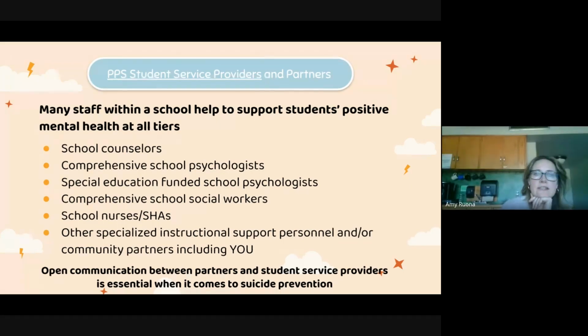This is, again, what we've already talked about: this is a collective effort. It doesn't fall on one person's job or one person's role. We're all in this together: student service providers, you all, school nurses, admin, et cetera. And having open communication is really essential when it comes to suicide prevention.